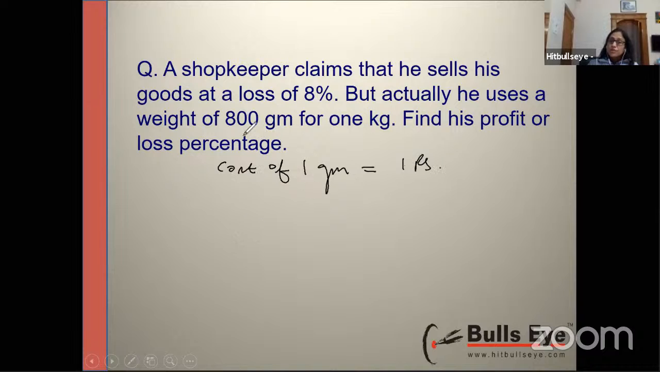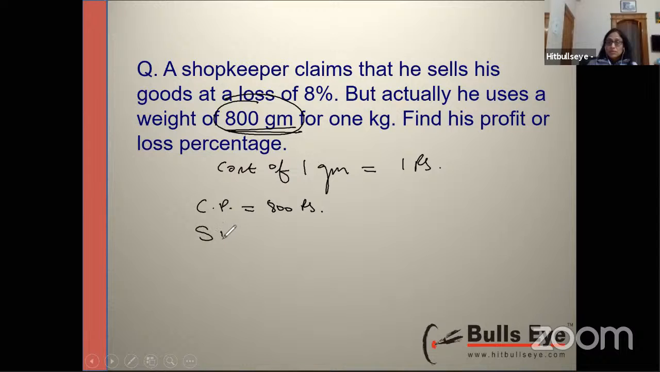Now, from your shop, 800 grams is actually going away with the customer because you are a pretentious shopkeeper. You are telling the customer as if he's buying 1 kilogram, but in reality, you are just giving away 800 grams. So your investment as a shopkeeper is 800 grams, which is going away from your shop. So your cost price is going to be 800 rupees, because the cost of 1 gram is 1 rupee. So the cost of 800 grams is 800 rupees.